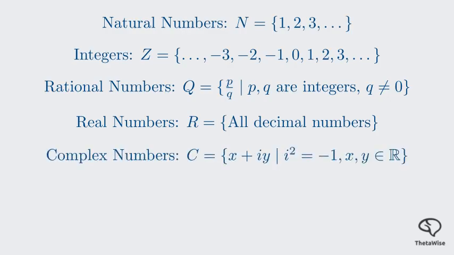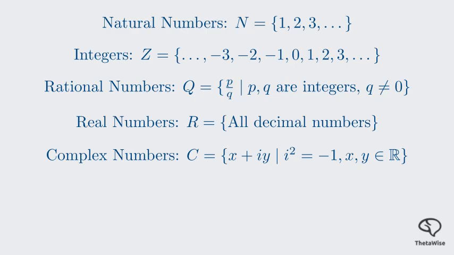Finally, we have the complex numbers, C. These are numbers of the form x plus i times y, where x and y are real numbers and i is the imaginary unit, defined as the square root of -1. While not the focus of introductory calculus, they are essential in higher mathematics. Understanding these number systems is crucial for defining the domain and range of functions, which we will explore in our next video.